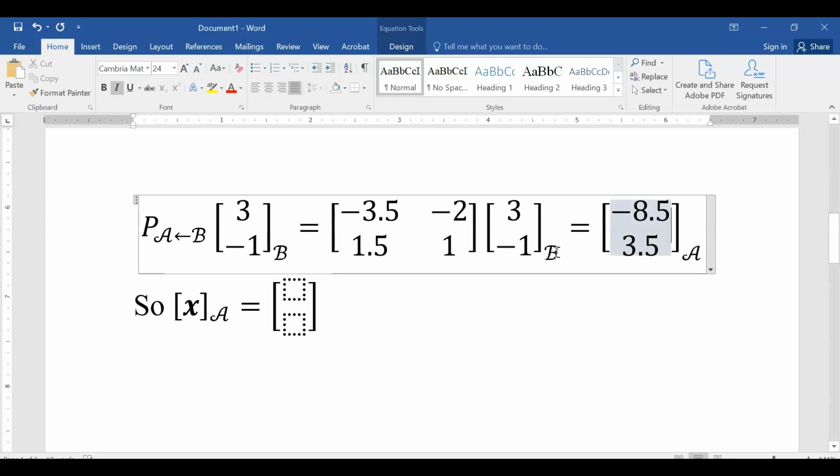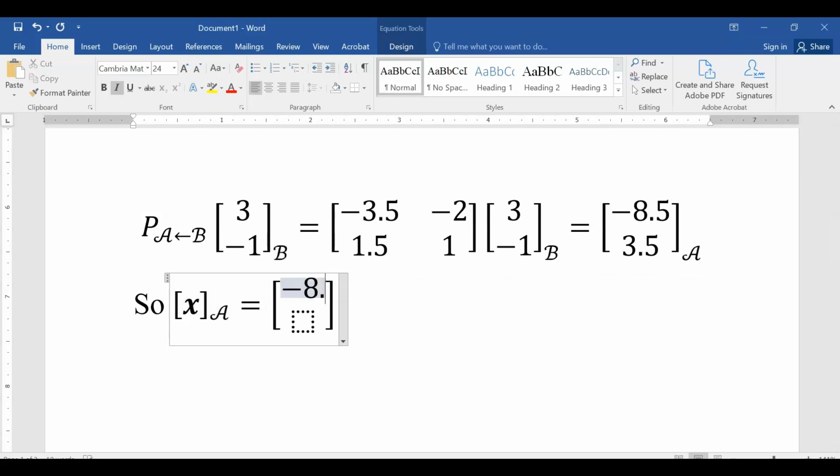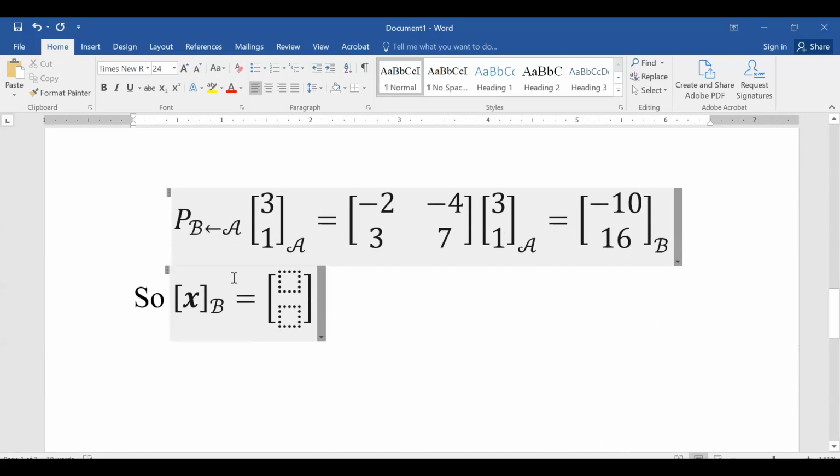Now what I'm doing here is I'm just writing these little subscripts so that I keep track of which one I'm writing it with respect to. I like to do that. Again, it's not perfect notation, but it does help a lot. And all that means is that this vector x written with respect to A is negative 8.5 and a positive 3.5. All right, so the coordinate vector for x with respect to basis A is negative 8.5 and 3.5.